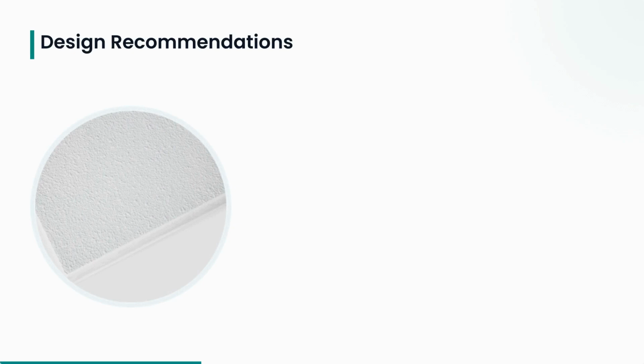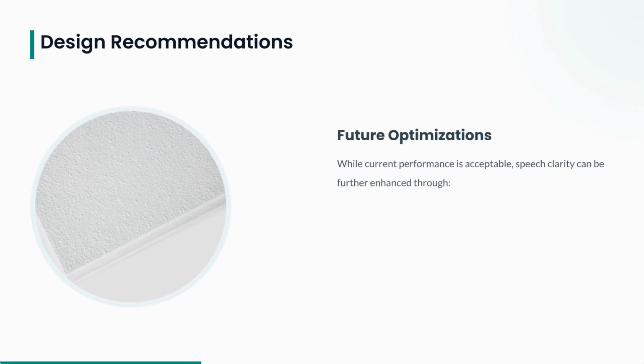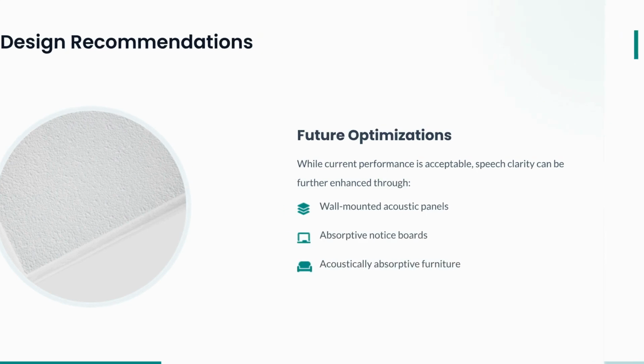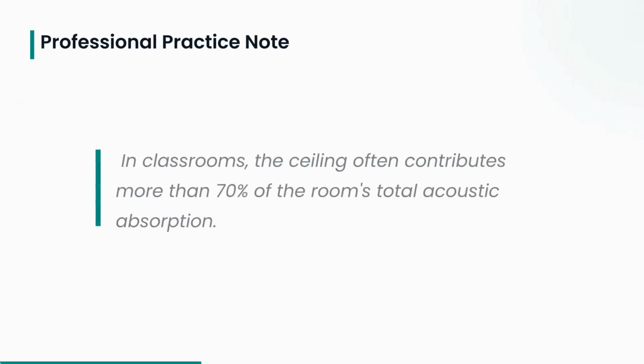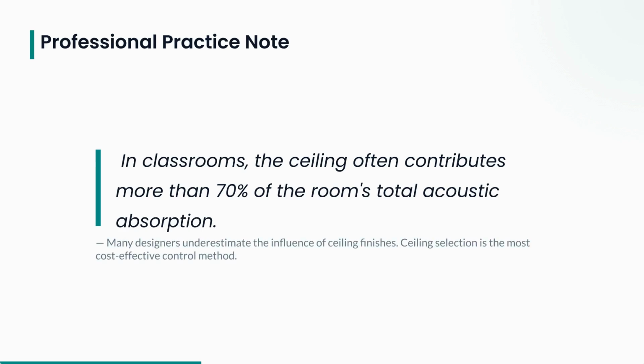Although the performance is acceptable, speech clarity can be further enhanced. Future optimizations include wall-mounted acoustic panels, absorptive notice boards, and acoustically absorptive furniture. A professional practice note: the ceiling often contributes more than 70% of a classroom's total acoustic absorption, making ceiling selection the most cost-effective control method.